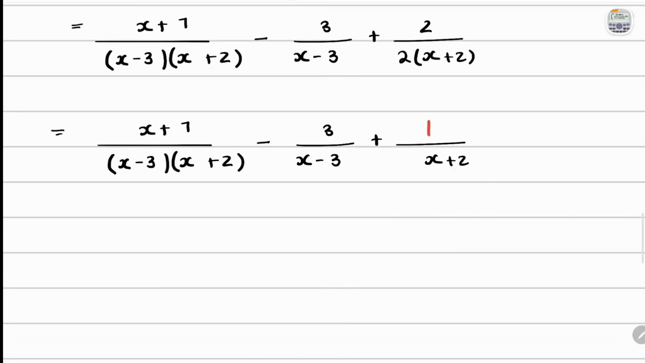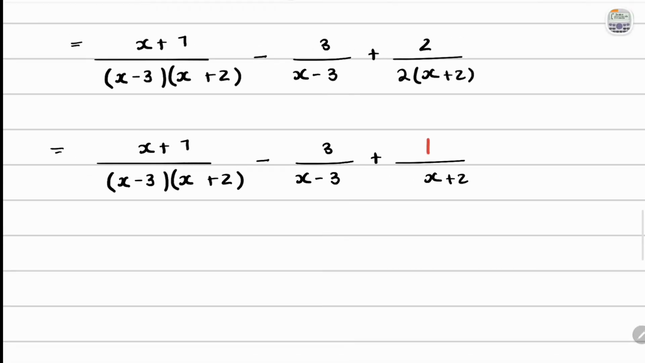And you see how we can actually get to make all our denominators the same. Okay, so this is what the first one looks like. You can see that the second one just needs to be multiplied by x plus 2 to be exactly the same. And the third one needs to be multiplied by x minus 3 to be exactly the same.